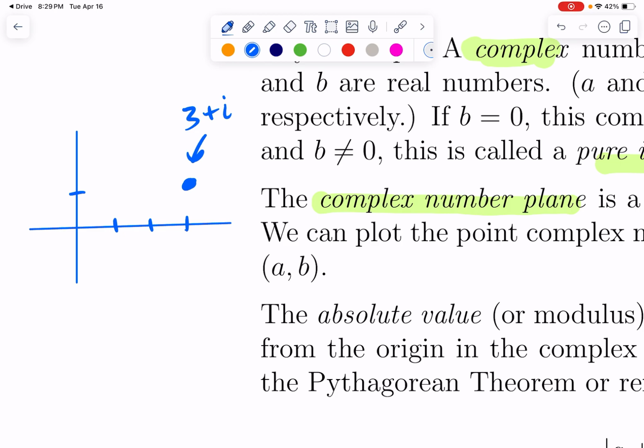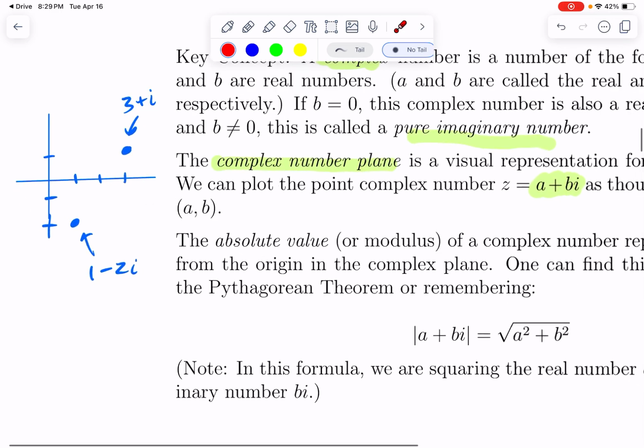Because 3 plus i basically is 1, 2, 3 units in the real direction and 1 unit in the imaginary direction. 1 minus 2i would be like this. We go 1 in the real direction and minus 2 in the imaginary direction. So there's no number line for complex numbers, but there's a number plane.